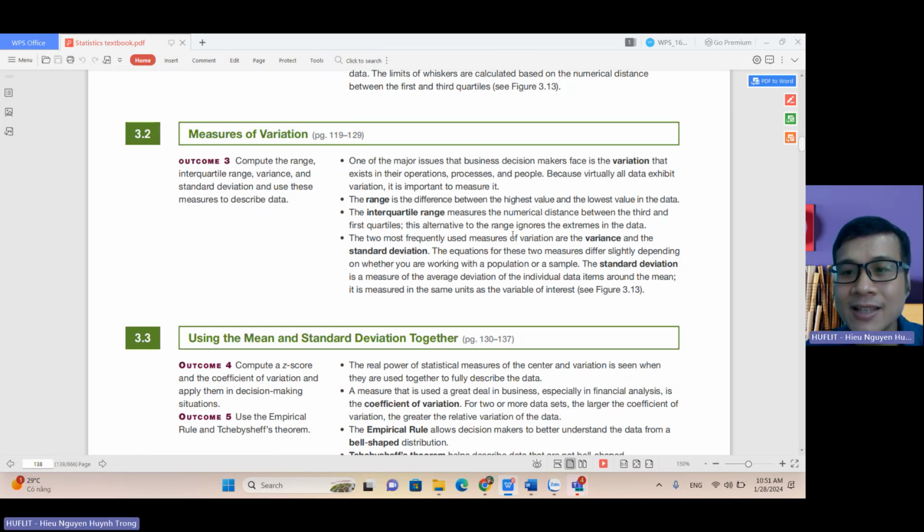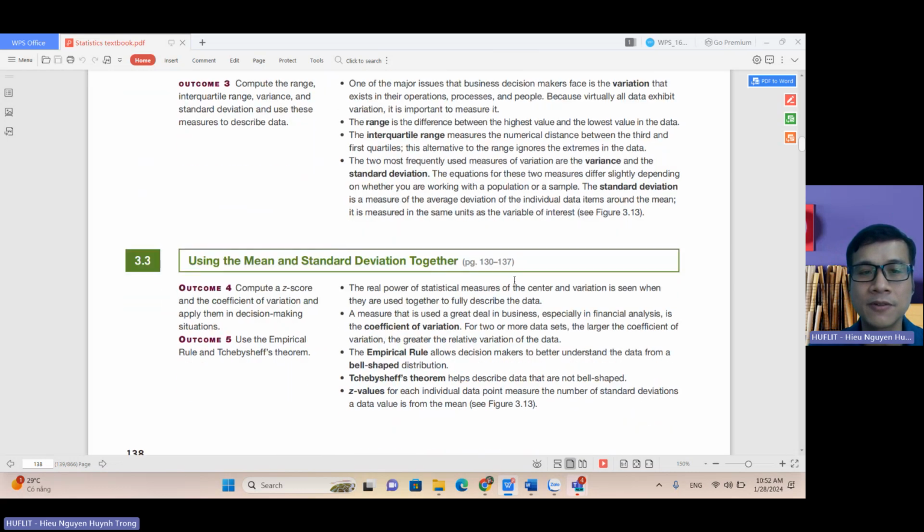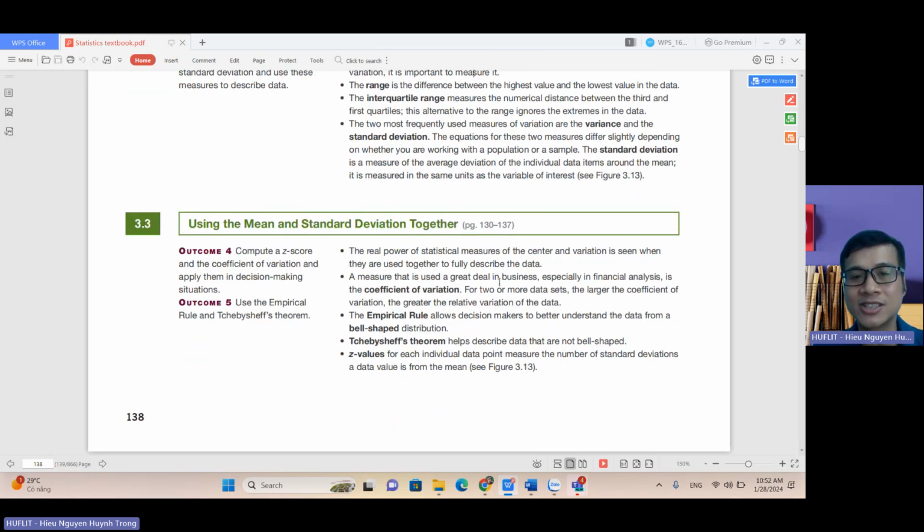And then after that, we also learn the variance and the standard deviation. 2 measurements, but they are actually just one. Why? Because the standard deviation is the square root of the variance. And that's it. So now you can take a look back at what we have just learned in 3.2. And then after that, we move to the 3.3 using the mean and the standard deviation together.